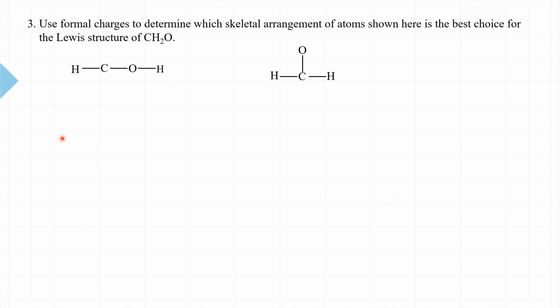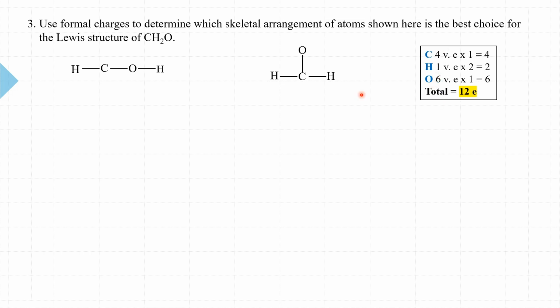Let's talk about another example. Use formal charges to determine which skeletal arrangement for the CH2O molecule is the best choice. There are two different ways we can arrange the atoms in space. The first way, carbon and oxygen both are in the middle. The second way, carbon is the central atom, with two hydrogens and oxygen attached to carbon. Let's find out the formal charges on each atom and then determine which structure is valid.